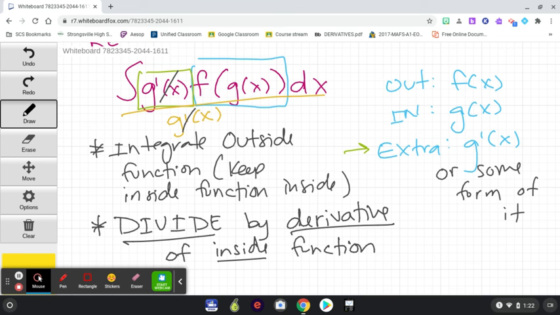Okay, so your job is to work to the best of your ability through this problem set, check the answer key, and then be ready to ask me questions.